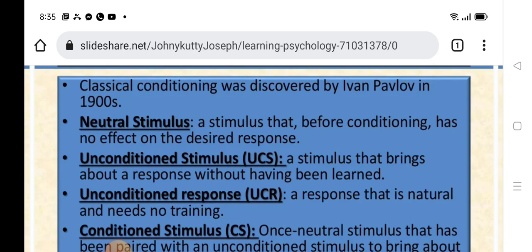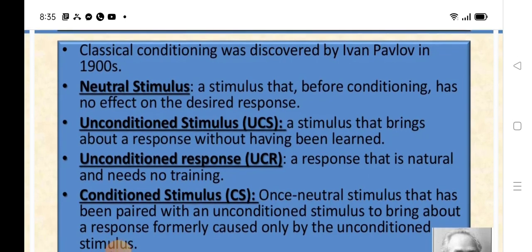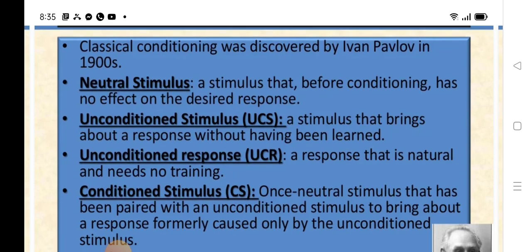We had a neutral stimulus. What does neutral stimulus mean? A stimulus that, before conditioning, has no effect on the desired response. Of course, like the bell. I'm ringing the bell, my favorite pet. I'm just ringing the bell. Do you think the dog will salivate? No, it will not.